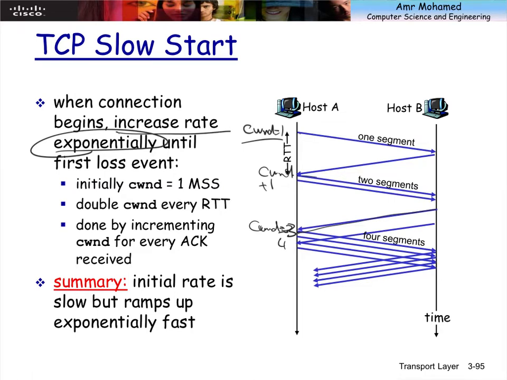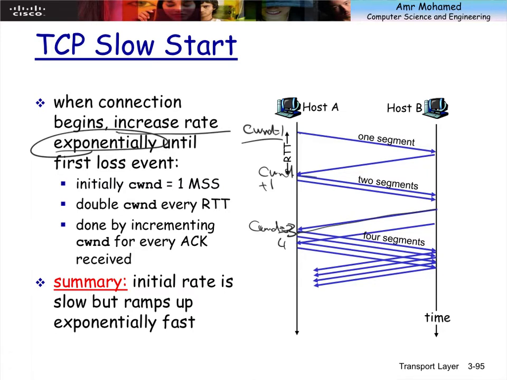It's 2n, not 2 to the power n, there is a difference. Every round trip I double. The first time it was 1, after one round trip it became 2, after a complete round trip time it became 4, and then 8, and then 16, and so on. Is that clear? So that's why it's called slow start, but it's not actually very slow. It's slow because we started from 1. But it's not a slow increase.